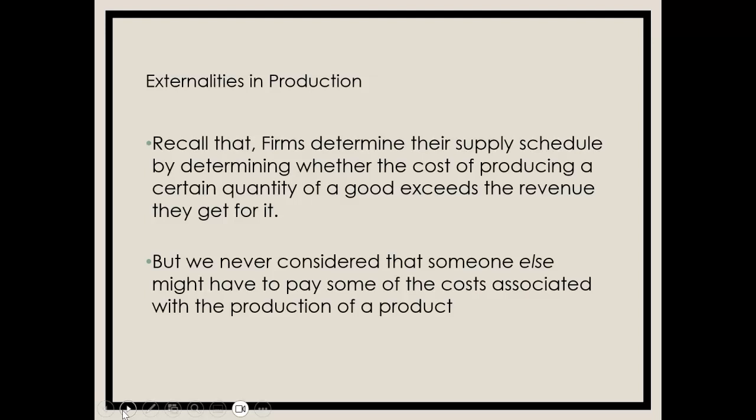recalling the basics we learned in earlier chapters about how firms decide what to produce. Firms determine from their supply schedule by determining whether the cost of producing an extra unit of the good exceeds the revenue that they get from it. But one thing we've never considered before was whether someone else might have to pay some of the costs associated with producing the good.